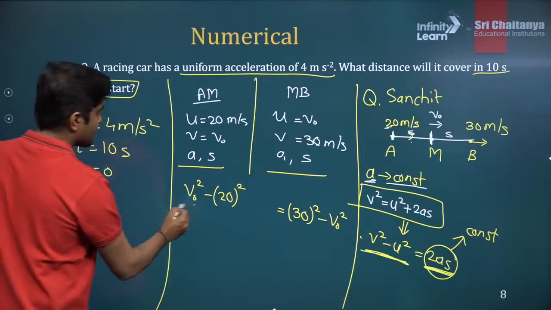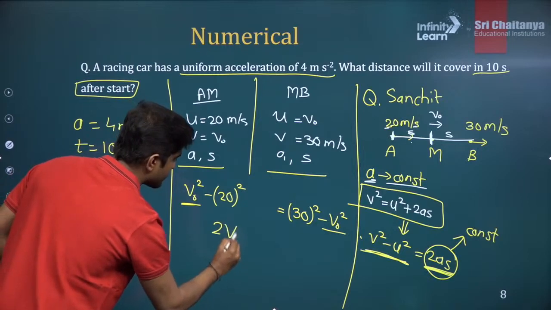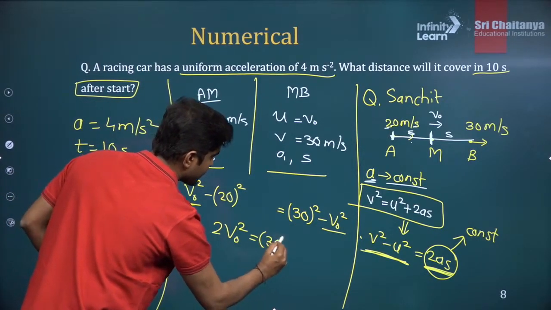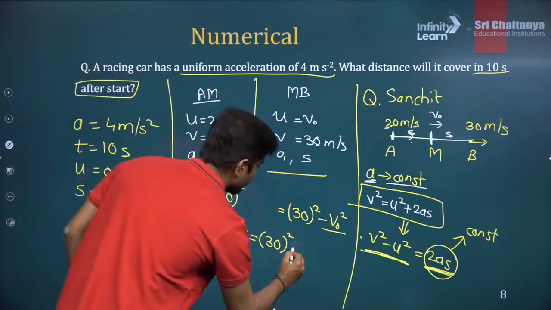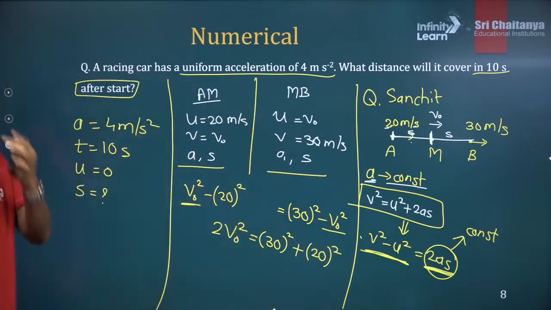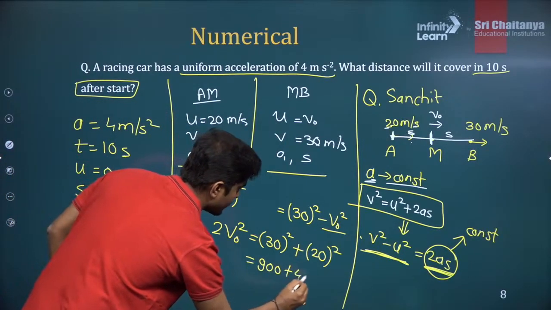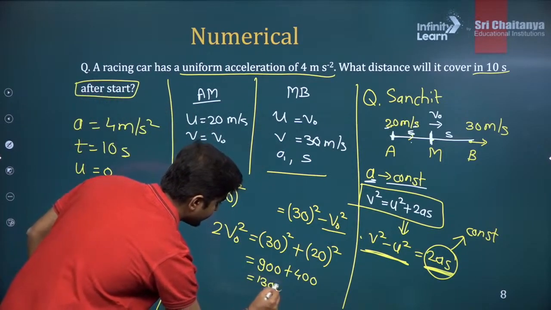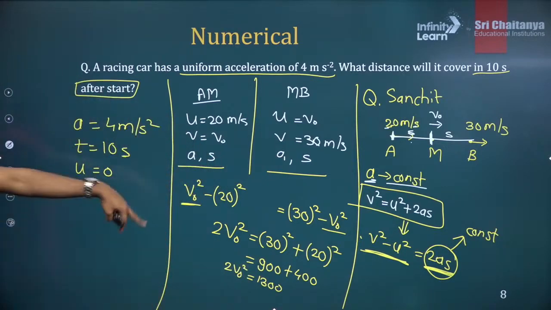Okay, here you see there is a v square, there is minus v square. If I take this to this side, 2 times v0 square. But this 30 square, this is minus 20. If I take it to the other side, it will become plus 20 square. So here this is 900 plus 400, which is how much? 1300, right? So this is 2 times V0 square. Correct? 9 plus 4 is 13.